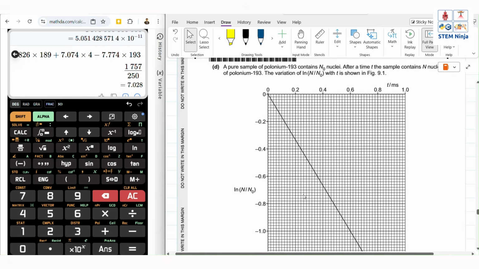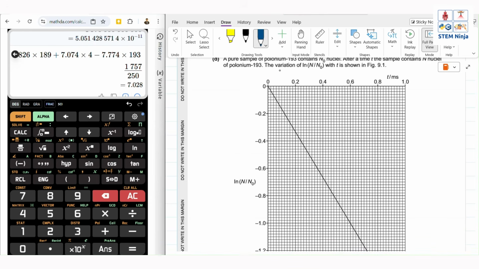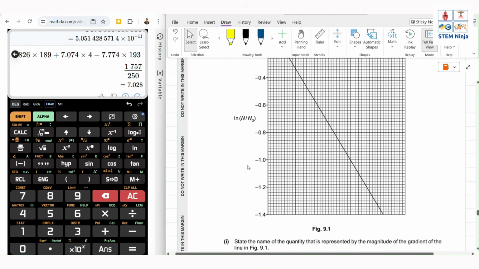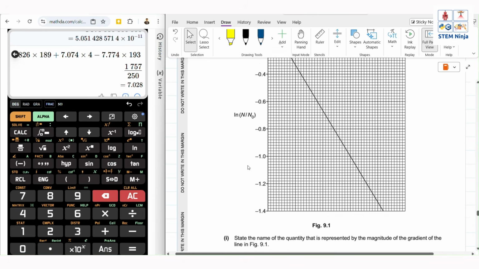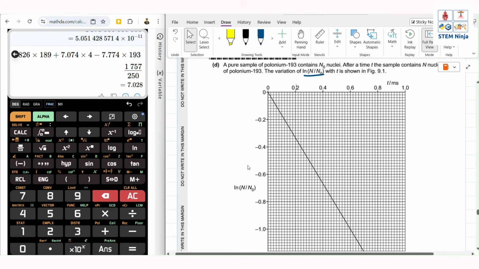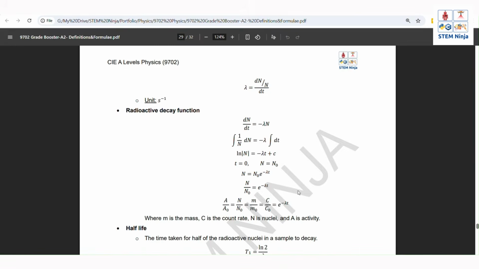A pure sample of polonium-193 contains N0 nuclei. After a time t the sample contains N nuclei of polonium-193. The variation of ln N over N0 is shown with t. State the name of the quantity that is represented by the magnitude of the gradient of the line. So what we can actually do, if you forget that, N is equal to N0 e raised to power minus lambda t. And this is also written in the formula, definitions and formula.